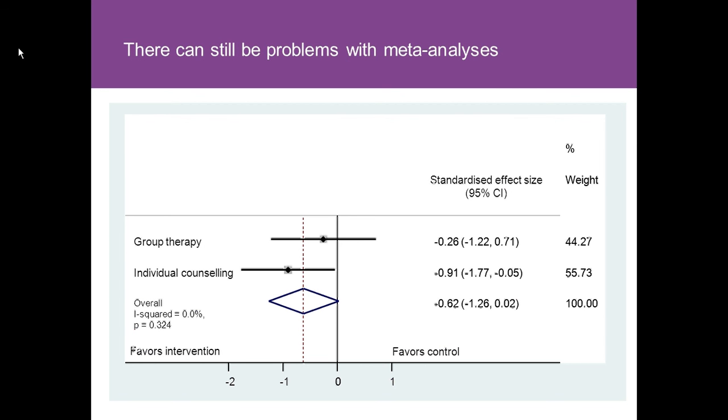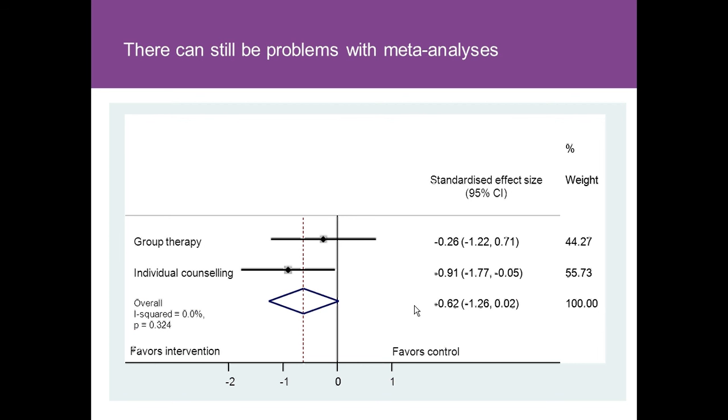There can still be problems, though, with meta-analyses and systematic reviews. Here we see a systematic review and meta-analysis of 2 studies, one examining group therapy and one examining individual counselling for treatment of depression. Their combined treatment effect is 0.62, which is a near significant finding. However, what is this review actually telling us? Just because we can pool the results of these 2 studies doesn't mean that we should. Is group therapy really the same as individual counselling? So meta-analyses can sometimes fall into the trap of merging studies that have quite different interventions that they are combining the results for.